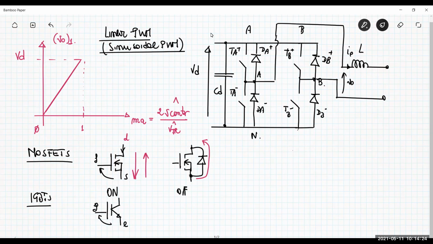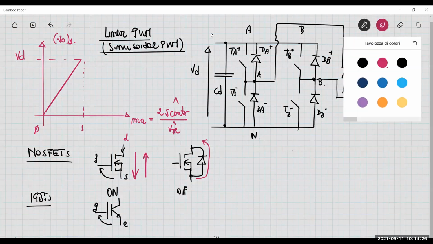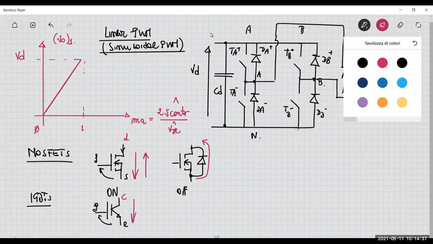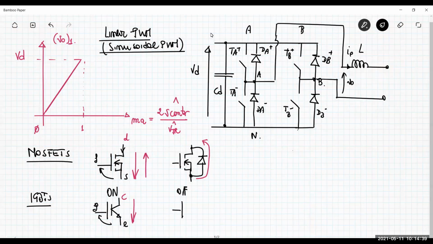What happens is that the transistor, the IGBT, can only conduct current flowing from the collector to the emitter in this direction. You cannot have the bidirectional feature of a conducting MOSFET. What happens when the IGBT is off? When the IGBT is off, so when the voltage VGE is less than the threshold, there is no possibility to make a current flow, because the transistor basically is an open circuit.